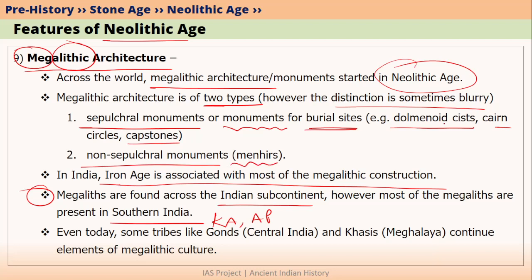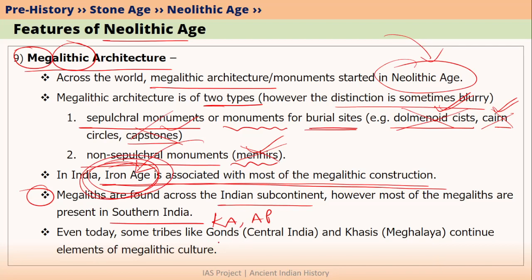At this point of time, we are not going into what all these are, because as I just stated, in the case of India, Iron Age is associated with most of the megalithic construction. So we will talk about megalithic architecture in detail when we study Iron Age. So what you need to remember is, at the world stage, megalithic architecture is associated with Neolithic Age. But in the case of India, megalithic architecture is associated with Iron Age.